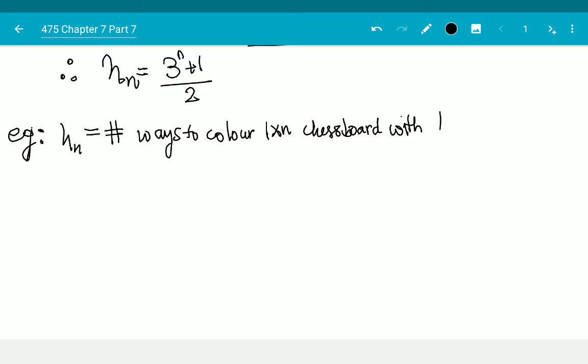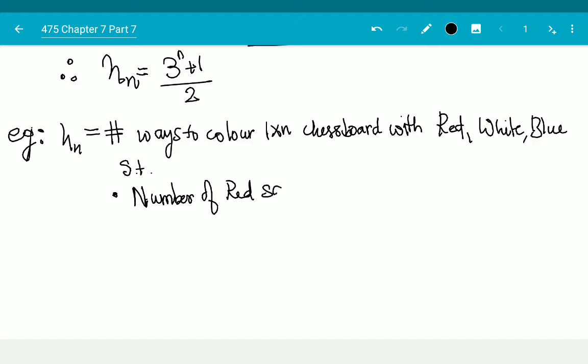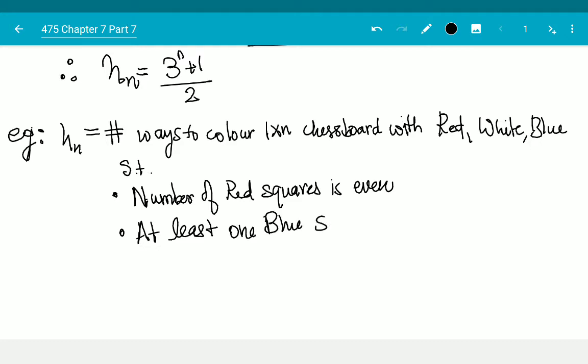with red, white, and blue, and I have some conditions such that, first, the number of red squares is even, and there is at least one blue square. Okay, so I am looking at this. Find hn.